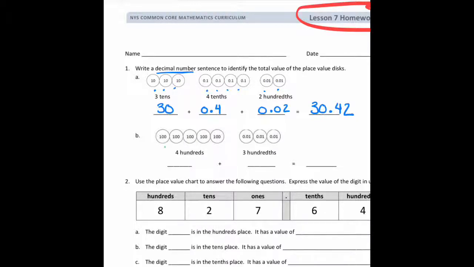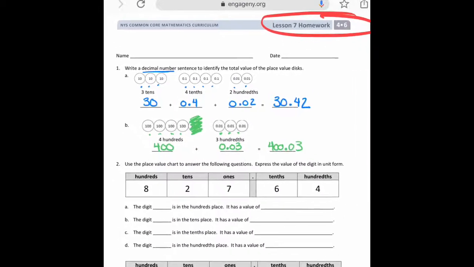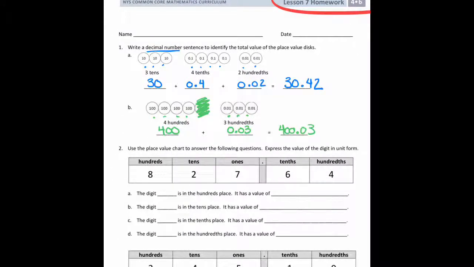Alright, on part B, you have 4 hundredths and 3 hundredths. And 4 hundredths, well, it looks like actually that they have 5 discs up here, but they put 4 hundredths, so I'm going to cross out one of those. That must have been a typo. But 4 hundredths is going to be 400 as a number. And then 3 hundredths will be 0.03 as a number, and you'll get 400.03.